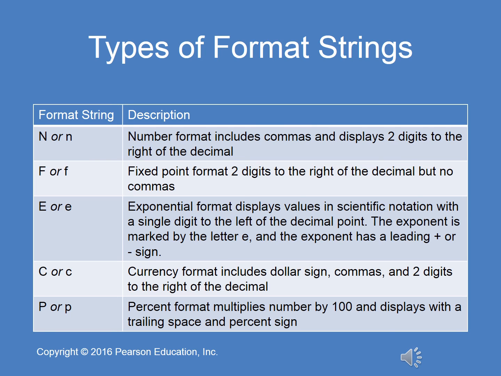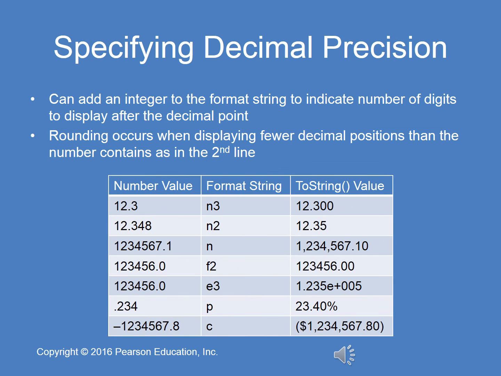C is currency format. We just covered that. It includes the $, comma, and 2 digits to the right of the decimal. And P is the percent format. It multiplies the number by 100 and displays it with a trailing space. You can also add an integer to the end of the format string to specify the number of digits to display to the right of the decimal point, also called decimal precision. And obviously rounding occurs when you're displaying fewer decimal positions than the number contains.